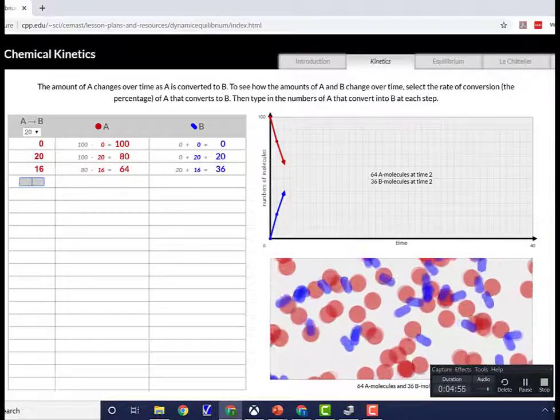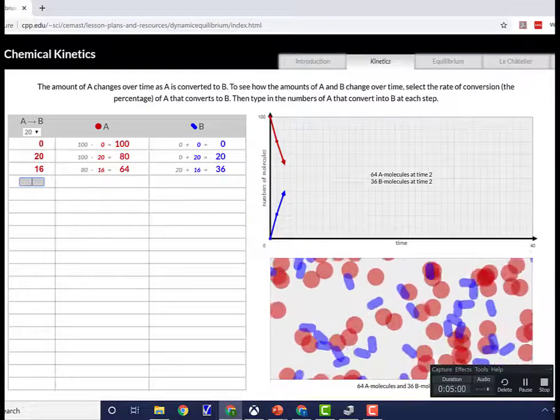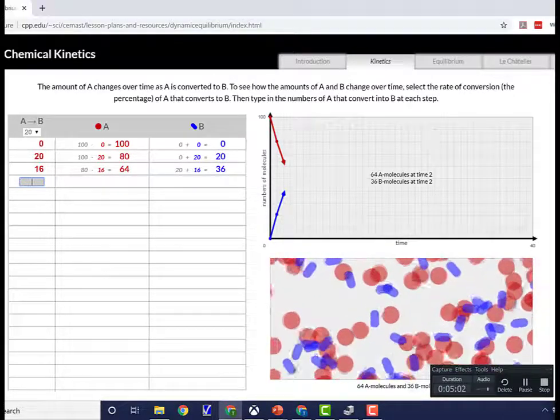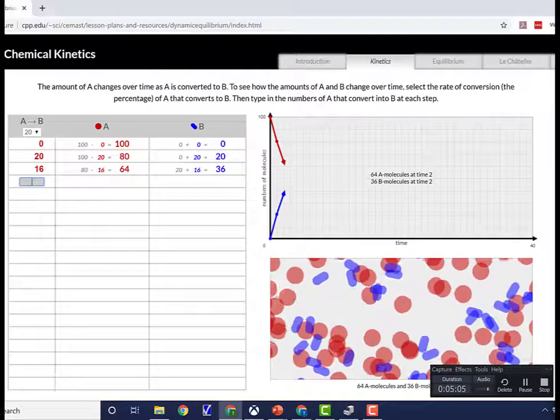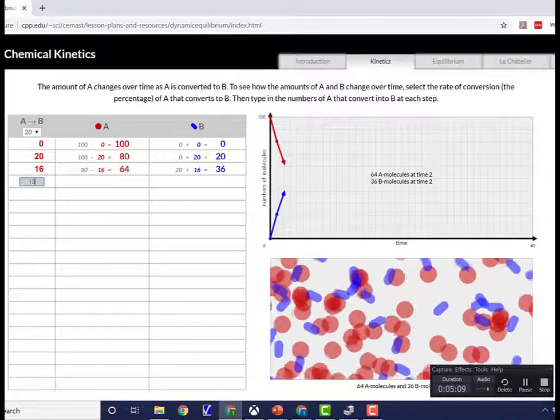So the amount of A disappearing is slowing down. The forward reaction is slowing down. Now I take 20% of 64. 20% of 64 would be 12.8, so that's 13 when you round.